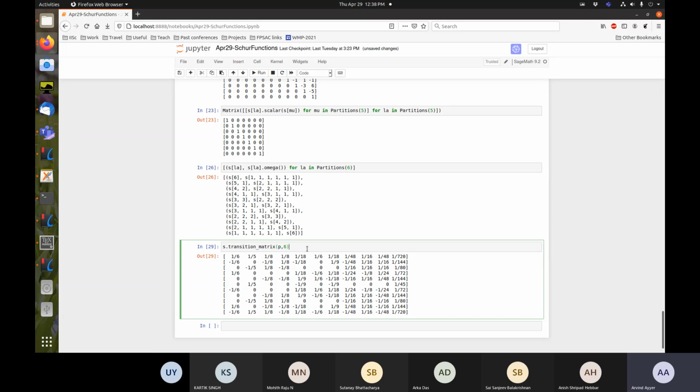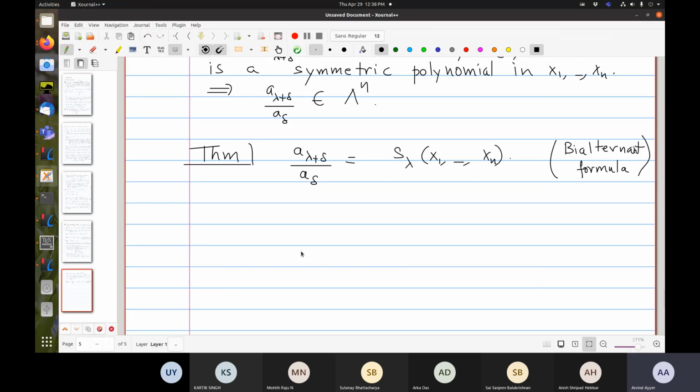Okay, so I've shown you how S expands in all these bases, but there is a natural expansion of the S's in the H and the E bases, which I will prove hopefully today. But before that, I just want to mention two other important identities satisfied by the Schur functions. One is called the Cauchy identity.